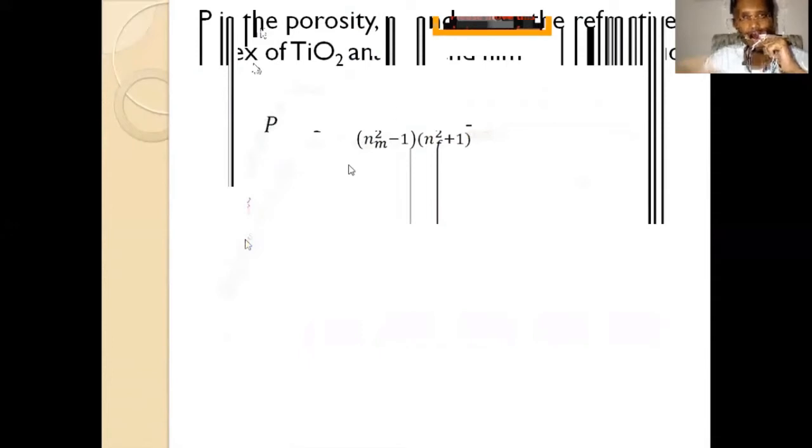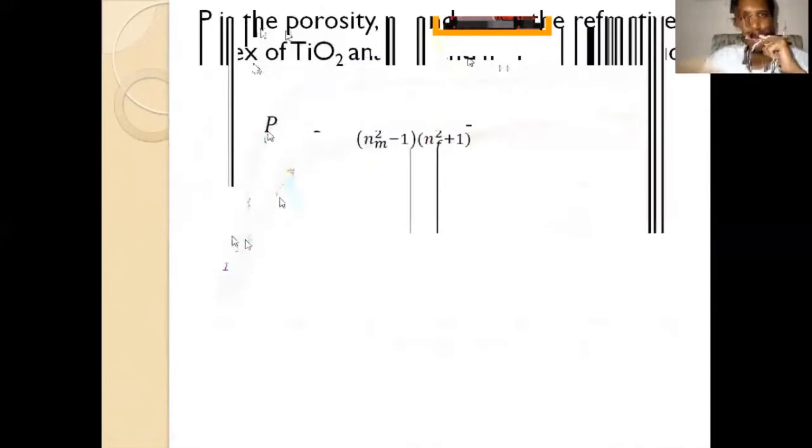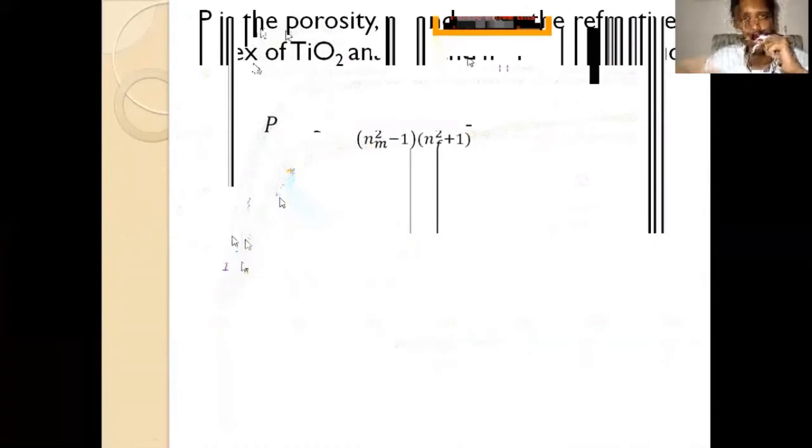So our film with zero antimony, undoped TiO2, showed the highest transmittance. The second was our film at 1% antimony concentration. This showed lower transmittance, but it was still relatively high enough. As we increased the antimony concentration, the transmittance of our film reduced. The same was seen in our absorbance. The absorbance of our film increased with increase in antimony concentration.